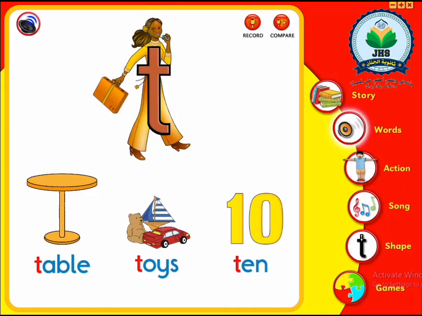Words. Click on the letter lander to hear the sound they make in words. Click on the pictures to hear the words. T. Table. Toys. Ten.